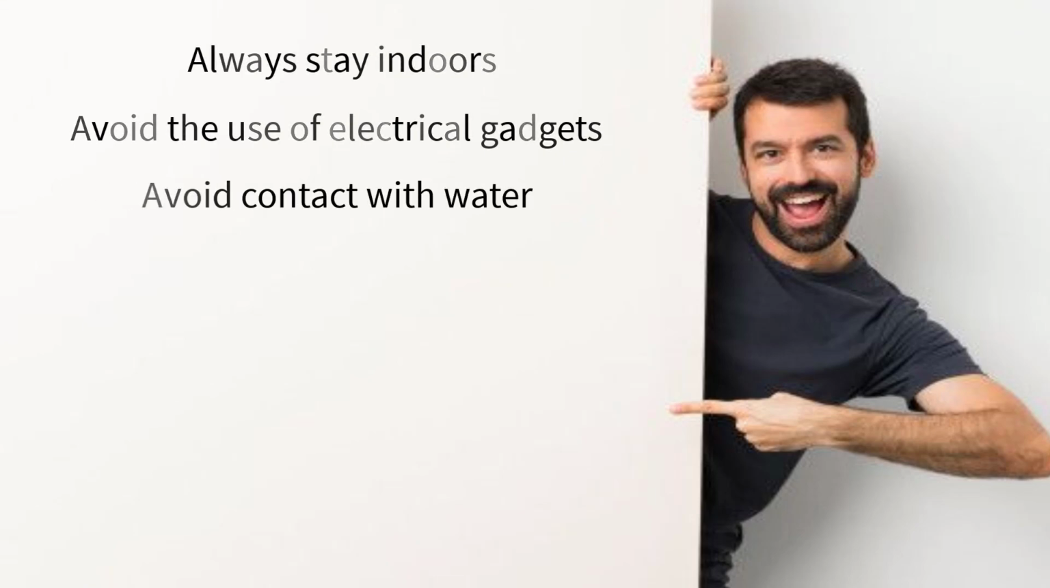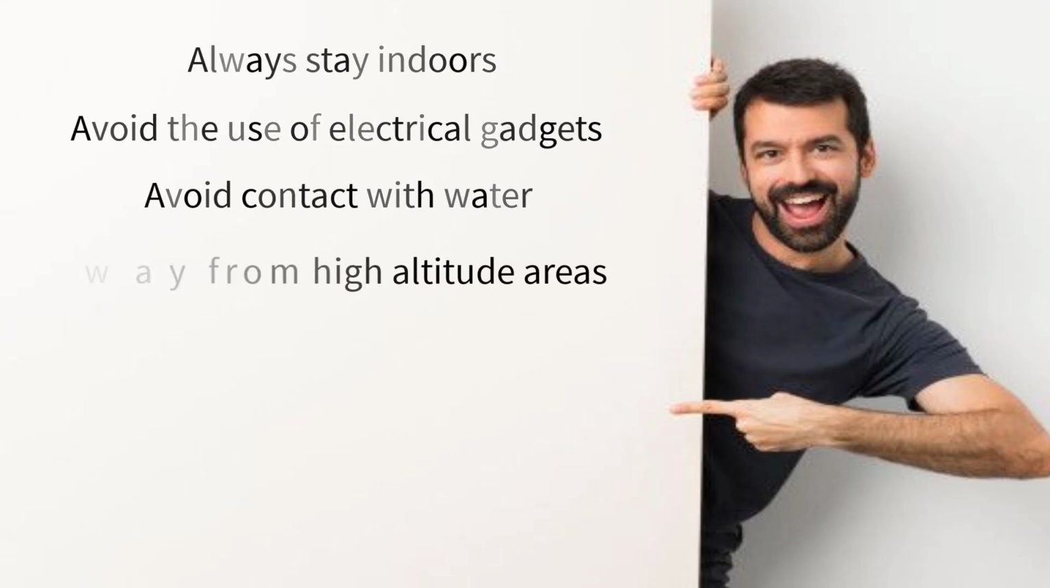Avoid contact with water during thunderstorms. It is not advisable to bath or wash dishes during this period. Lightning can travel through plumbing. It is also important to stay away from high altitude areas such as hills, trees, poles, and mountains.